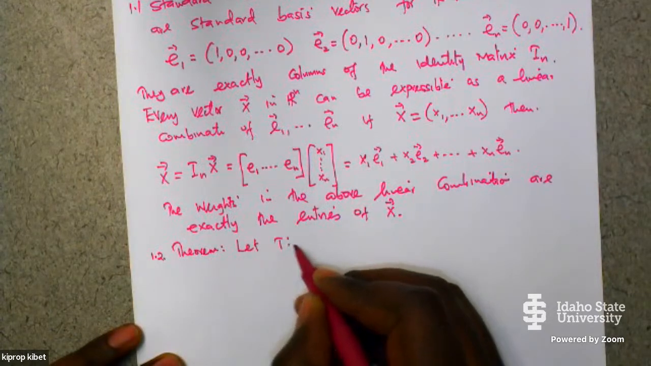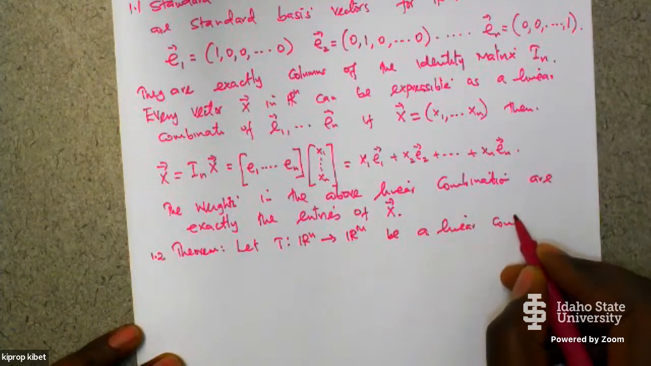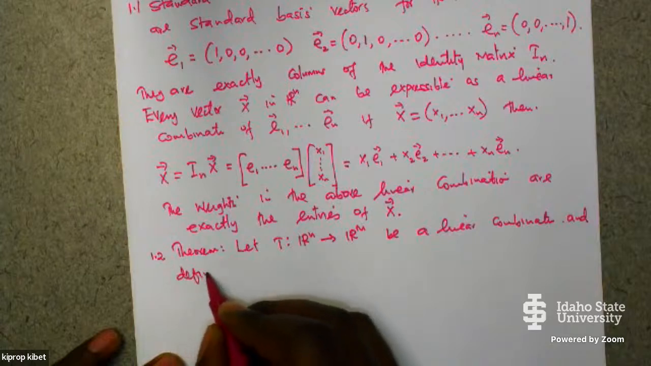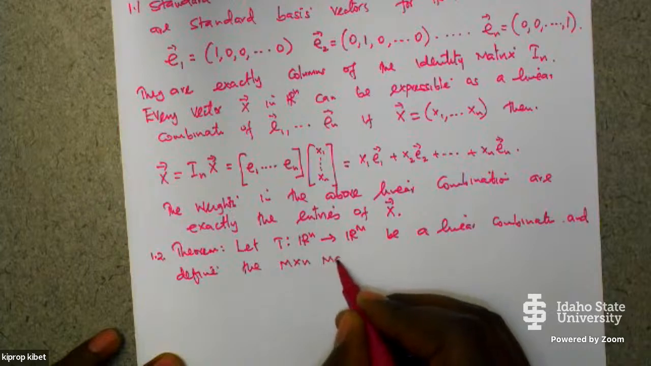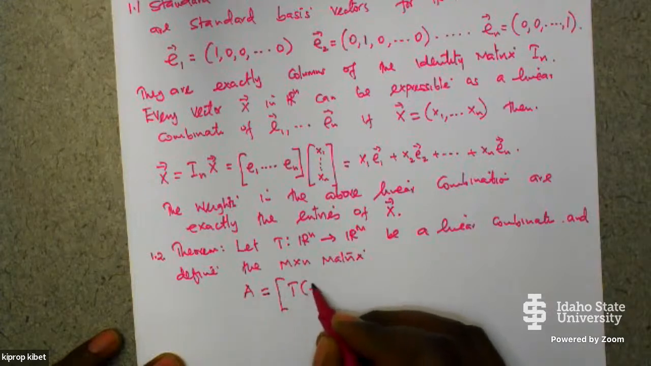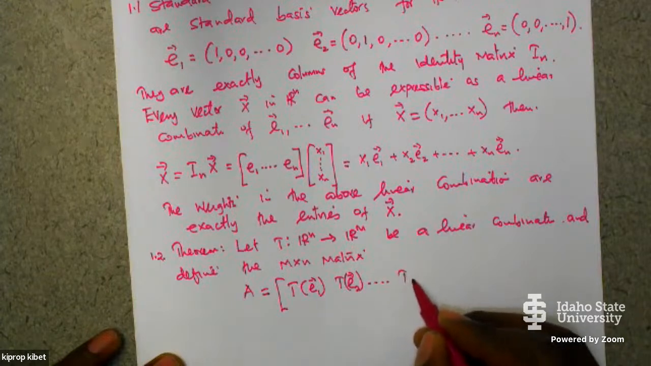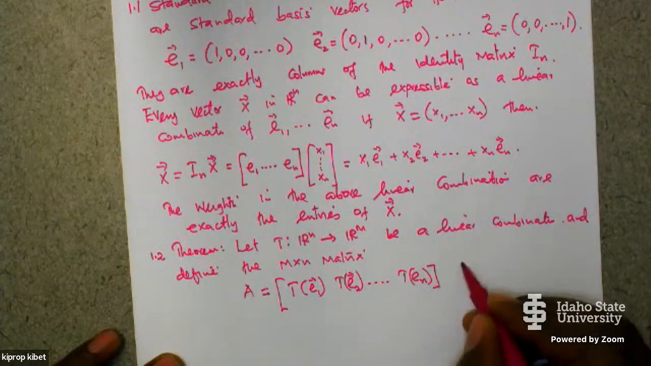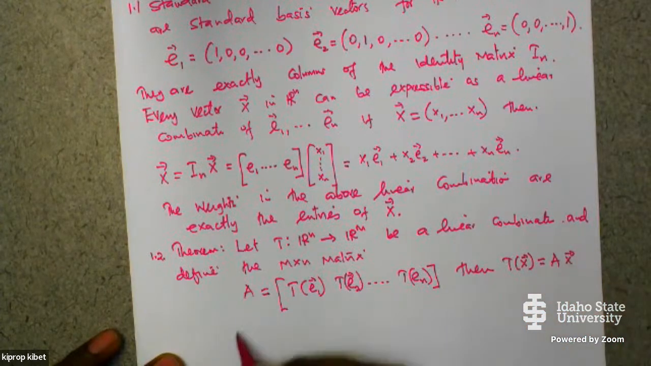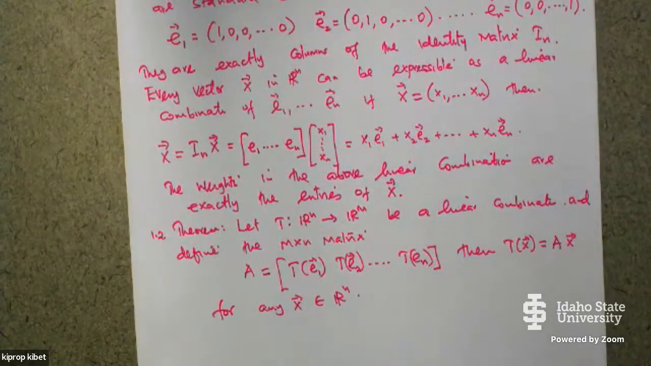If we let the transformation from Rn to Rm be a linear combination, and define the M by N matrix A to be equal to the transformation of E1, transformation of E2, all the way to transformation of En, then Tx equals Ax for any x element of Rn.